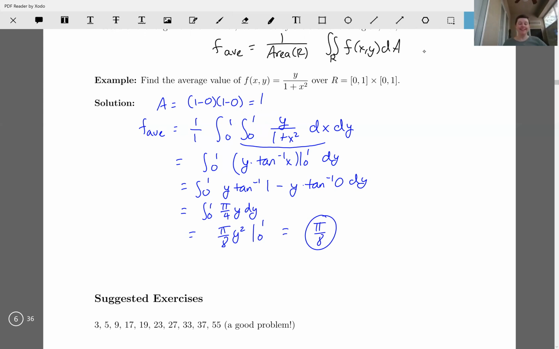And look, suggested exercises. Note, I said one of them was a good problem, which means I thought it was kind of cool. All right, so I am going to stop here and see you next time when we're going to start talking about integrals over general regions. Have a great day.